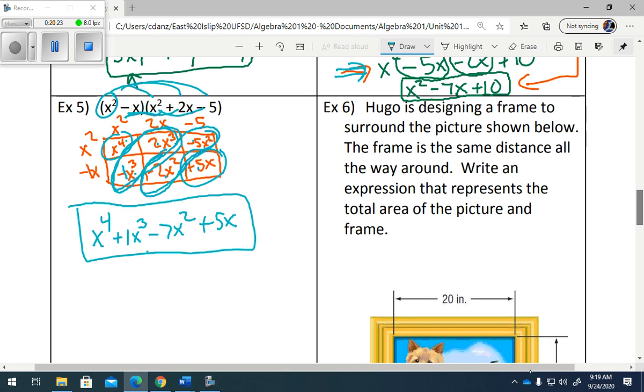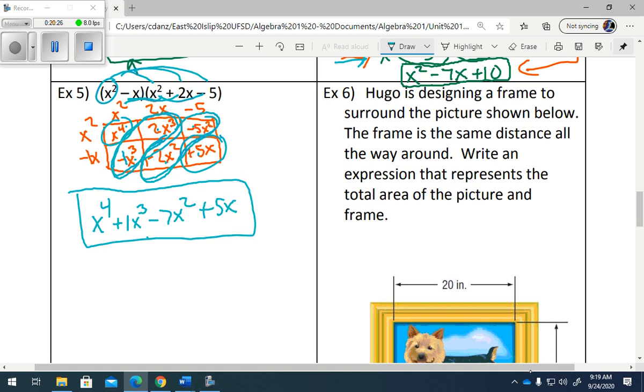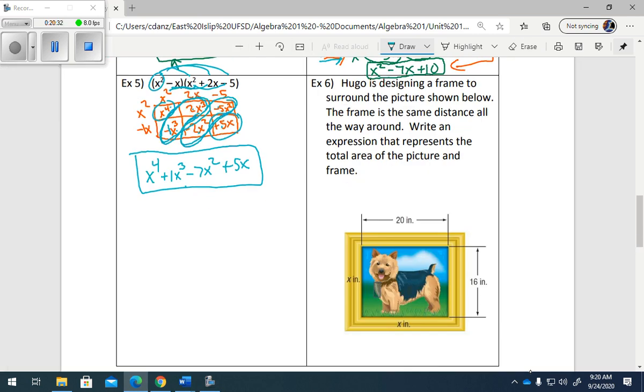And then I just want to do this last one. Bell's going to ring. I hope I can finish this before the bell rings. We have to find, what are we doing? Here, that's designing a frame. The frame is the same distance all the way around. Write an expression that represents the total area of the picture and the frame.